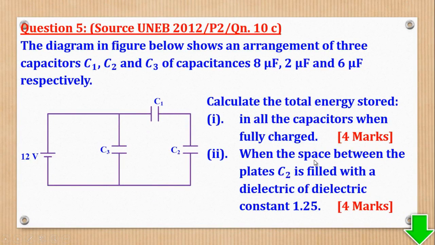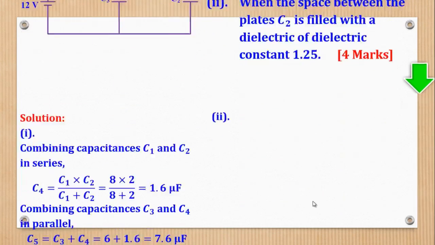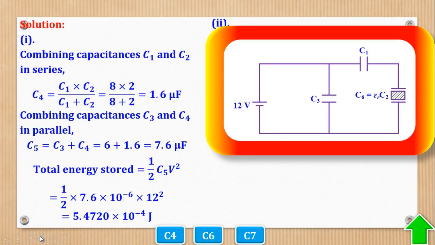Roman 2 says, when the space between the plates of C2 is filled with a dielectric of dielectric constant 1.25, calculate the total energy. So here they are going to fill it with a dielectric. That means that now the circuit will become in this form. And because there is a dielectric, the capacitance will change. It is now relative permittivity times the capacitance when the space was vacuum. I think by now you know that formula.